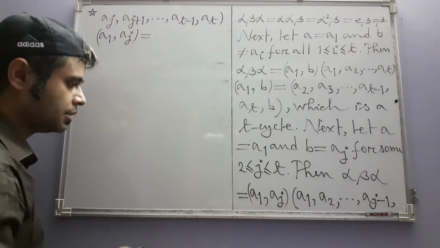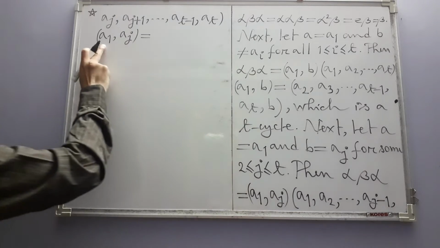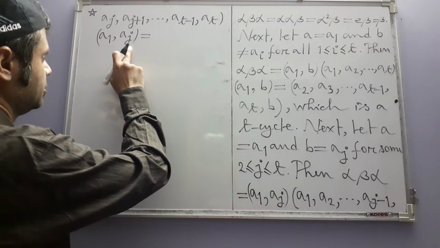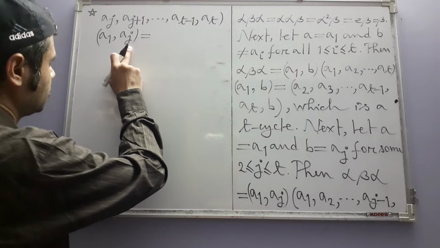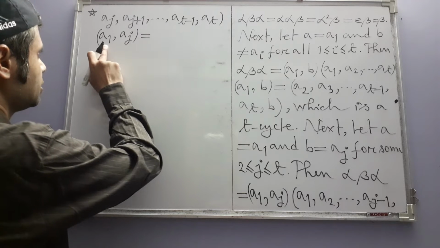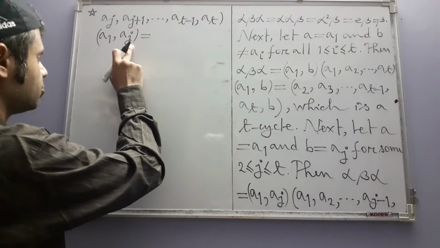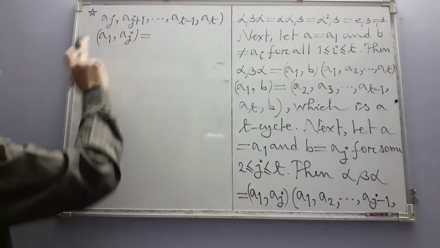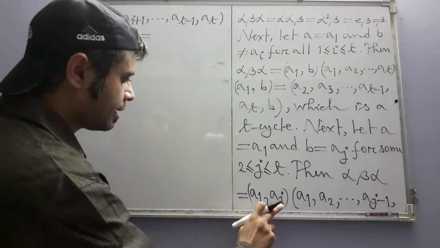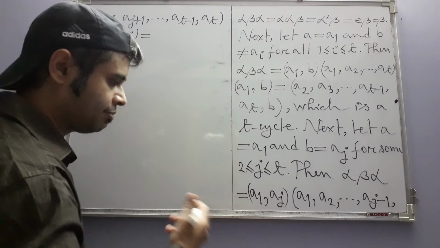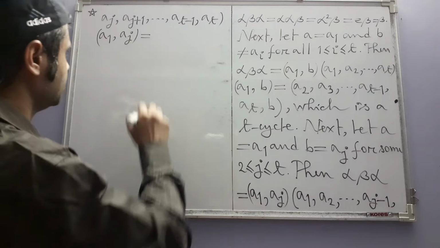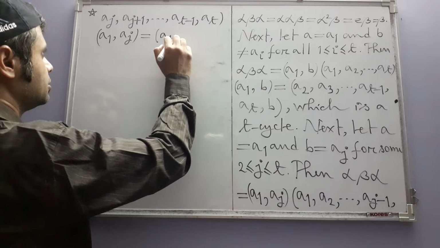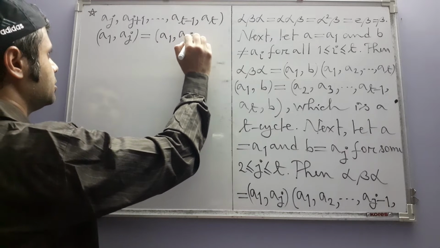So we start with A1. So this one first, A1 is sent to AJ. Here the situation is much more complicated. This one is sending A1 to AJ, then the middle one beta sends AJ to AJ plus 1, and then this one does not have AJ plus 1, so it will not affect AJ plus 1. So that means A1 is actually sent to AJ plus 1.